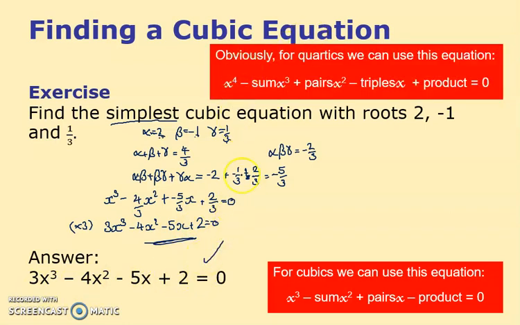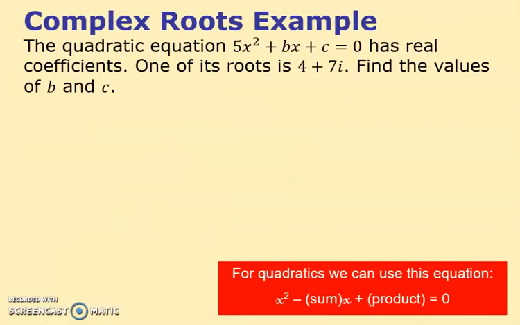And obviously, I say this because we've done with cubics. I've just told you it's x cubed minus the sum of x squared plus the pairs of x minus the product equals 0. And up here, I've done the same thing for quartics. Quartics is x to the 4 minus the sum of x cubed plus the pairs x squared minus the triples x plus the product. Notice it just goes minus plus minus plus. They all go minus plus minus plus. So just look out for that.